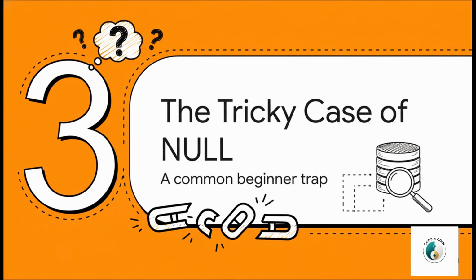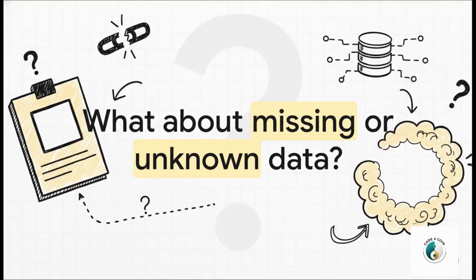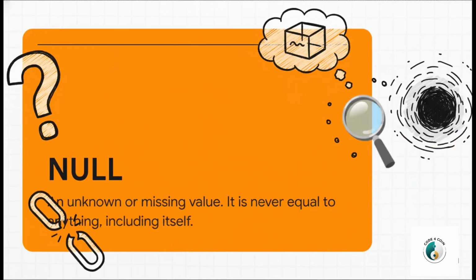All right, next up, we need to talk about a concept that trips up pretty much every beginner: how SQL deals with missing or unknown information. I mean, what happens when a piece of information just isn't there? For instance, what if a student's grade hasn't been entered into the system yet? It's not zero, it's just we don't know. So SQL represents this unknown state with a special keyword, null.